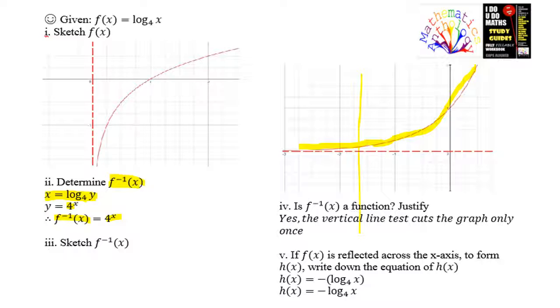If f of x is reflected across the x-axis to form h of x, write down the equation of h of x. If we are reflecting across the x-axis, I know that y becomes negative y. So h of x there will be negative of whatever the graph is. So it's negative times log x base 4. So h of x is equal to negative log x base 4 is my equation of h of x there.